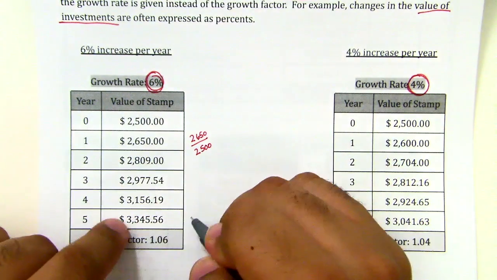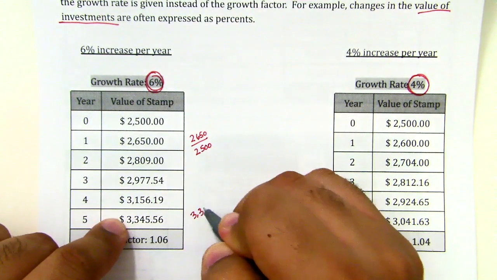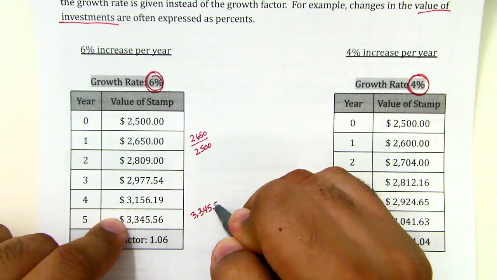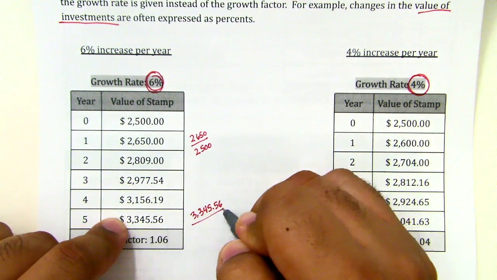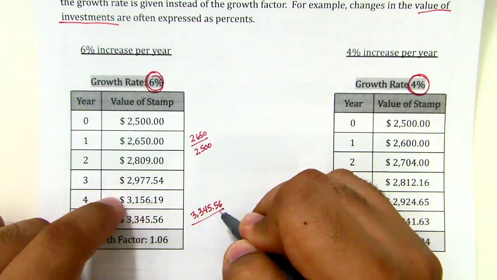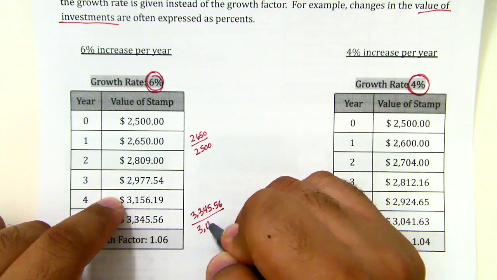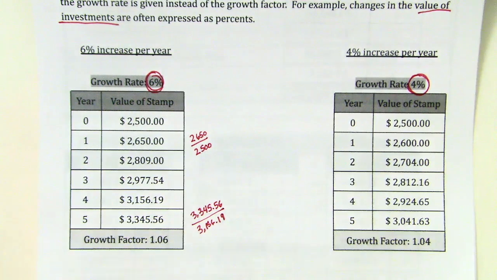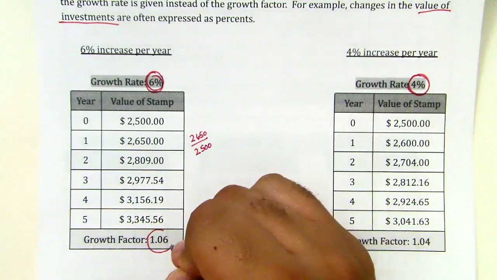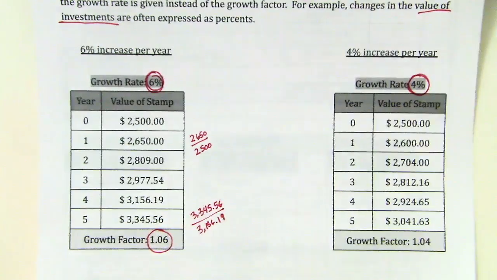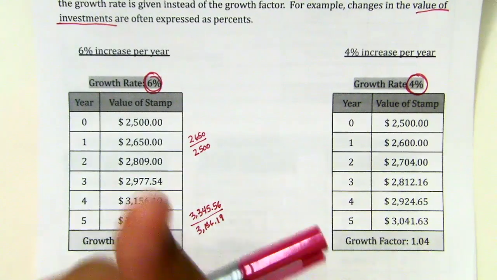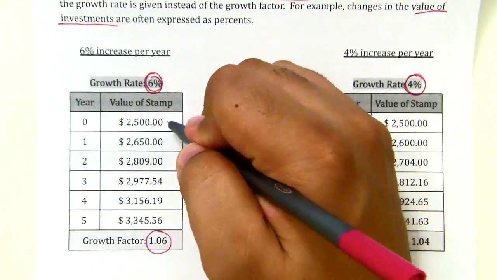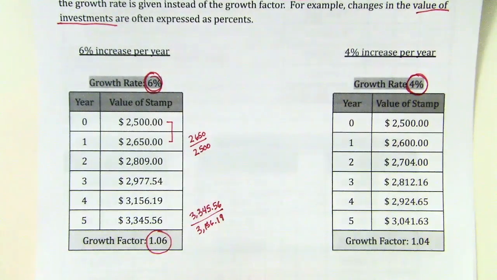Now, I could do that with any two terms. I could also do this one here, 3,345.56 divided by the term above it, 3,156.19. And again, I'm going to get a growth factor of 1.06, right? So you can use any two values. Typically, it's easy if you just use the top two. That's going to be the fastest way to do it.